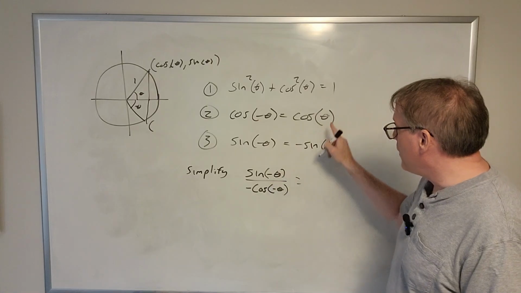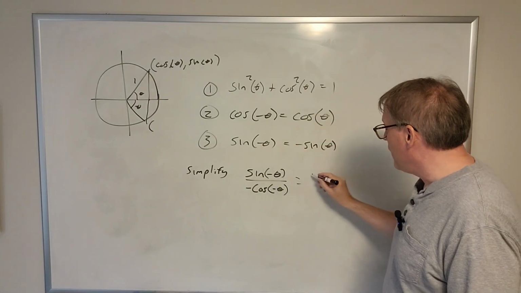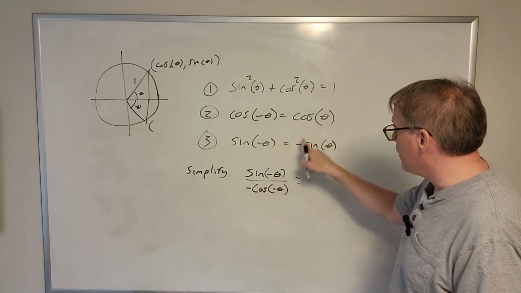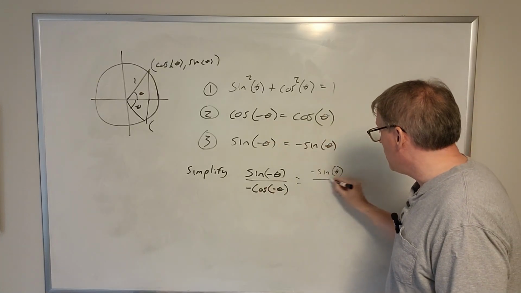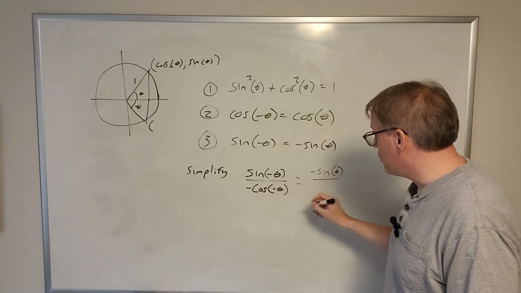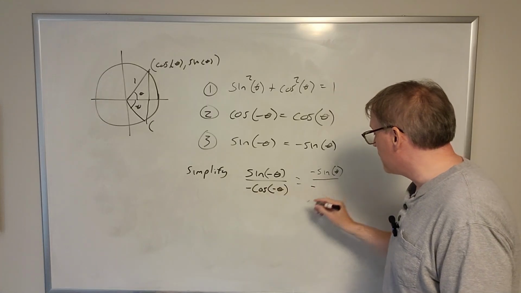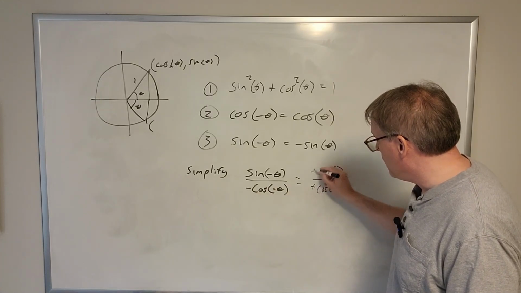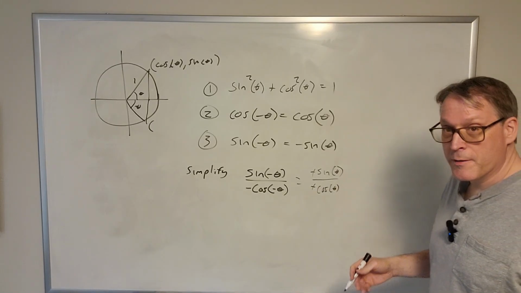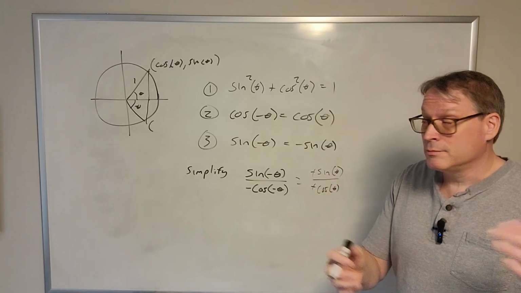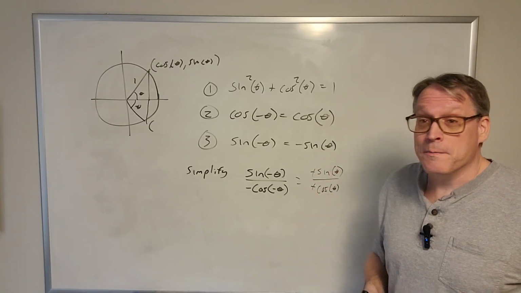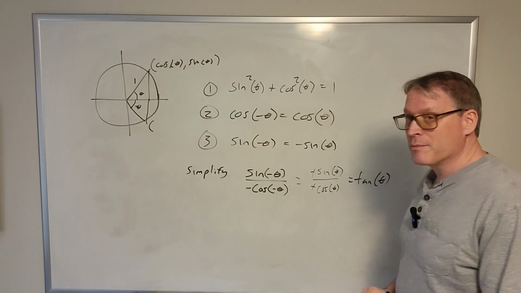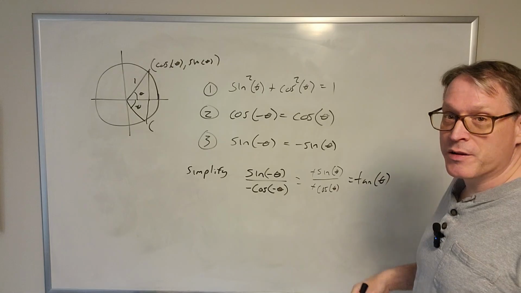sine of negative theta is just negative sine of theta. Cosine of negative theta is just cosine of theta. So this cosine of negative theta is just cosine of theta, so we're just stuck with still the negative sign out here. Cosine of theta. Negative signs cancel, and we're left with sine theta over cosine theta, which is just tangent of theta. So you choose whichever option has tangent of theta, and you're done.